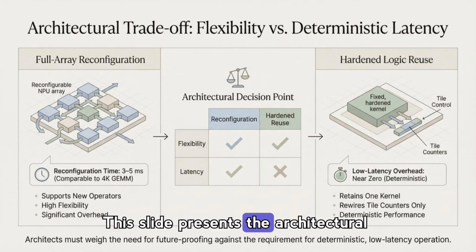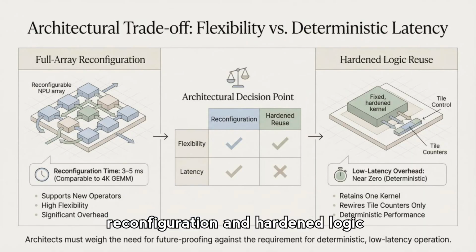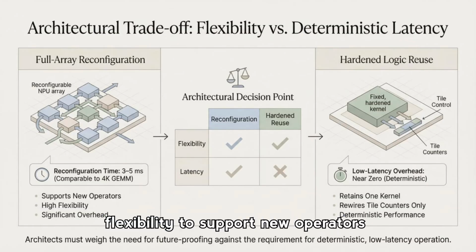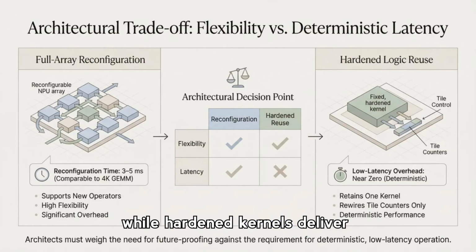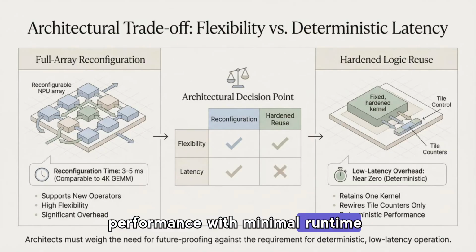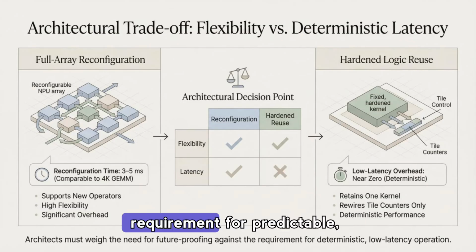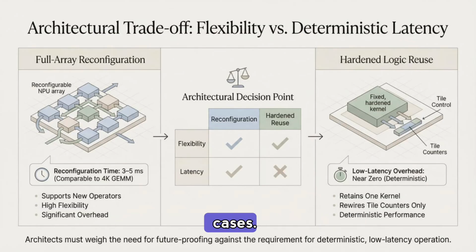This slide presents the architectural trade-off between full reconfiguration and hardened logic reuse. Reconfiguration gives flexibility to support new operators but adds overhead and latency, while hardened kernels deliver deterministic, low-latency performance with minimal runtime cost. Architects need to balance future-proofing against the requirement for predictable, real-time operation in target use cases.